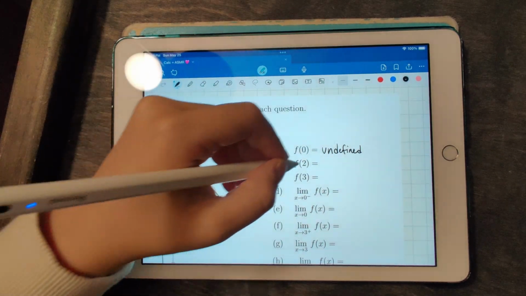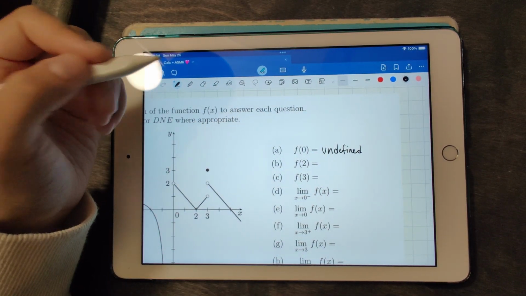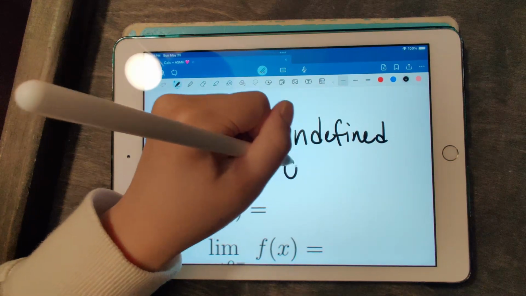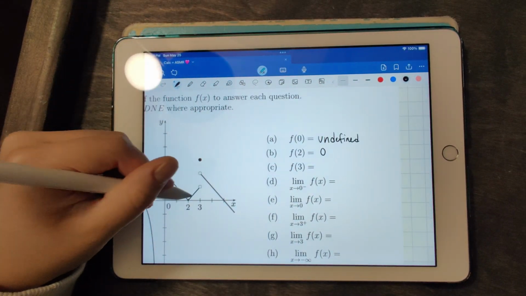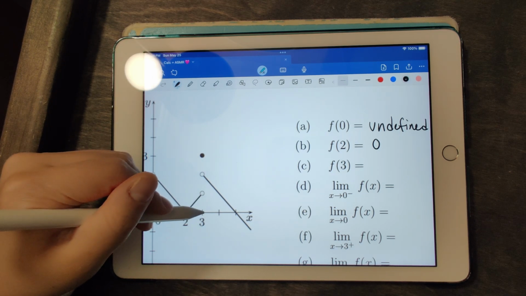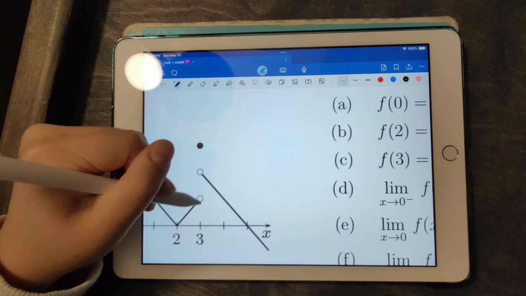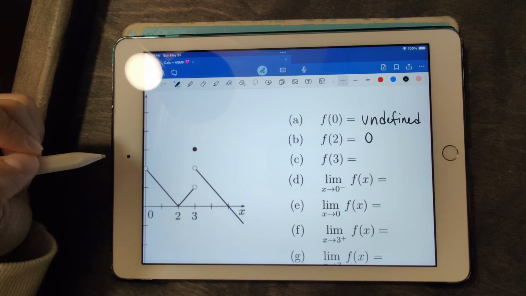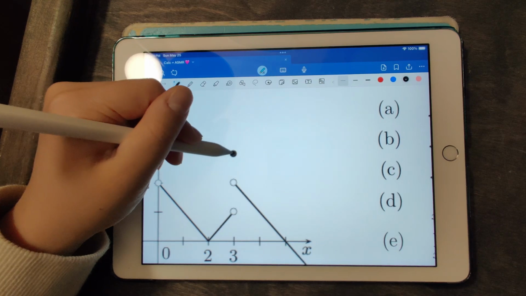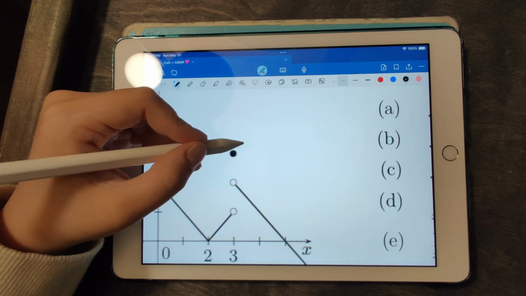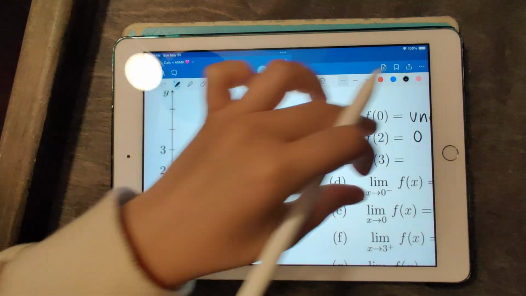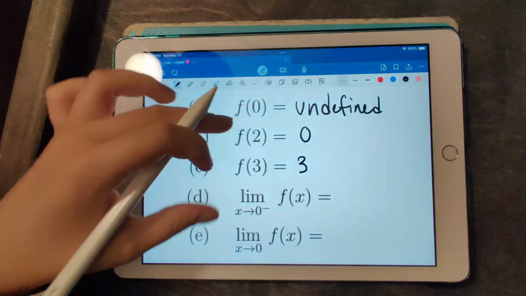And the next question is f of 2. We can see here f of 2 is 0 from this graph. So we can write that. And f of 3 similarly. Now, if you look here, there are a bunch of discontinuities at x equals 3. There are a bunch of these holes, but those are not actually the value of f of 3. The real value of f of 3 is this black point here, which signals the point where the function f is actually defined. And so from that point, we can see that f of 3 equals 3. Okay, so we're going to write that.